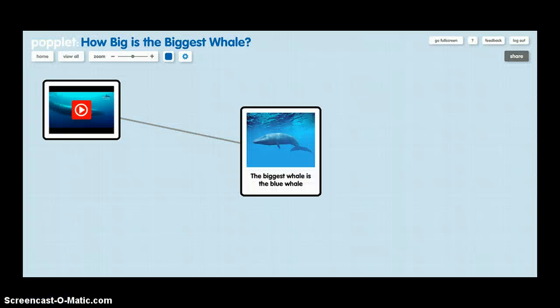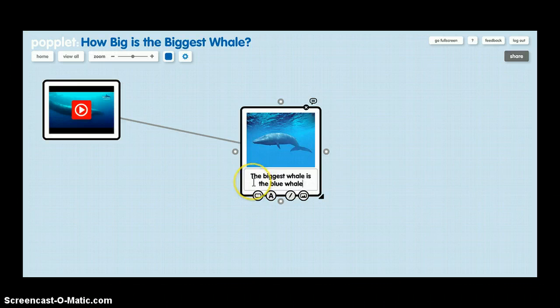Now we're going to organize our thinking using Poplet, which is also an interactive bubble map. You can see our focus question is up at the top. How big is the biggest whale? Our main idea is in the middle, and I put an image. You can add images onto your popples. You can add text. You can also import video. You can change the size of your bubbles. You can color code it. You can go about as crazy as you want, and I love it.